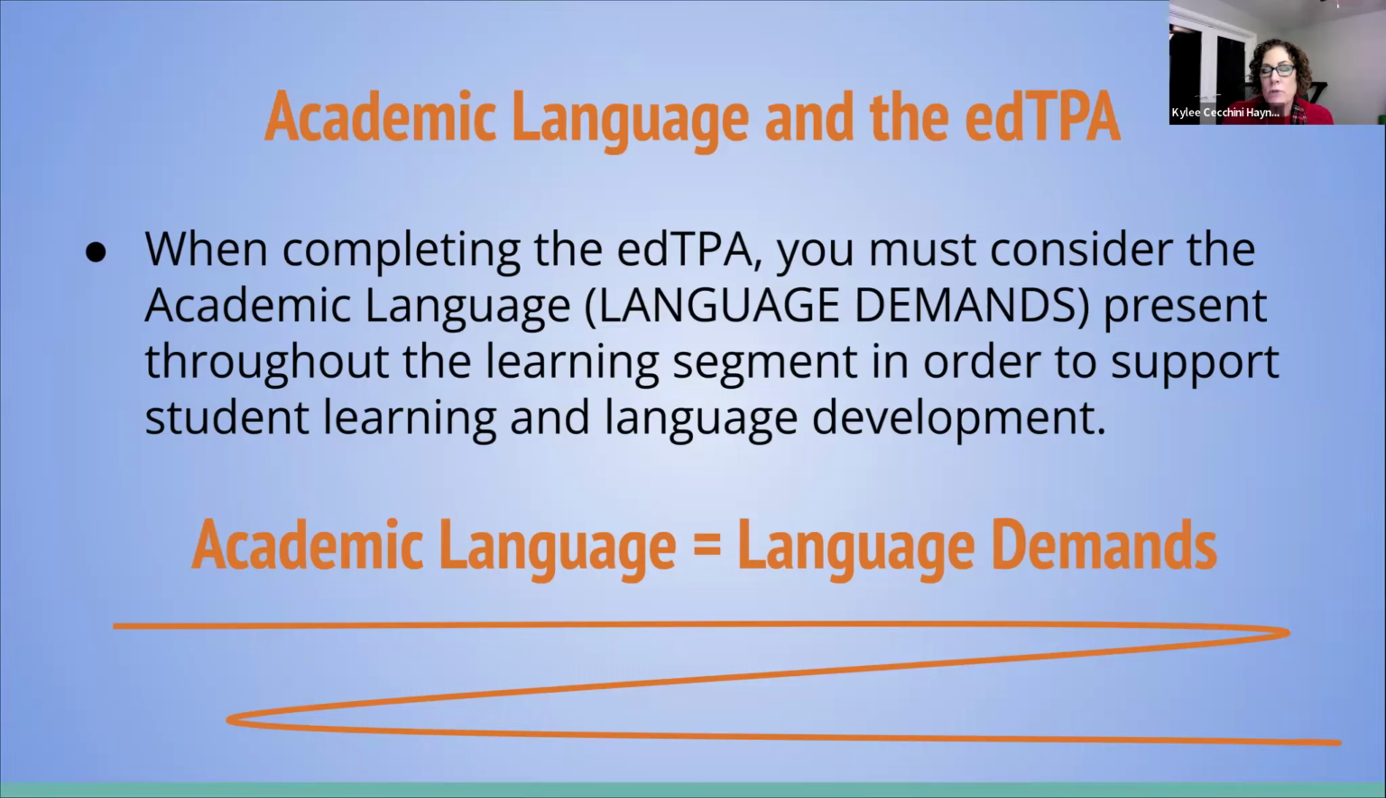Are they going to be using language in a written format? Are they going to be using language orally? Are they going to be using language by listening to a lecture or that kind of thing? So when we talk about academic language, we're talking about language demands. What demands are we making on our students? What do they need to be able to know and be able to do around language, if that makes sense? I hope that makes sense.